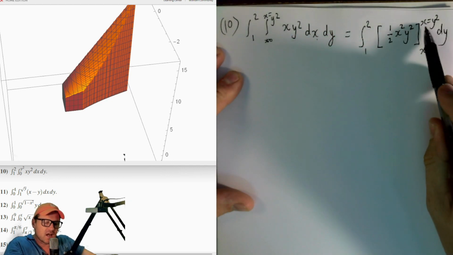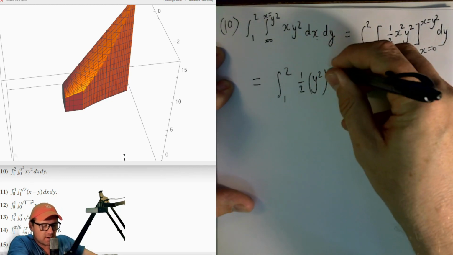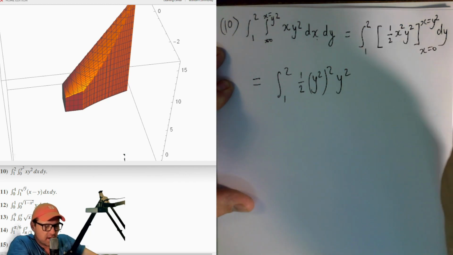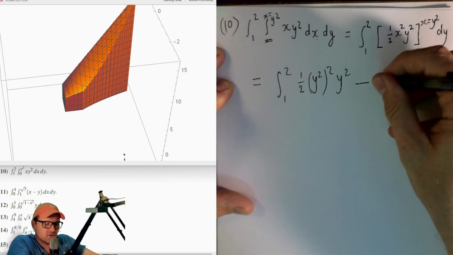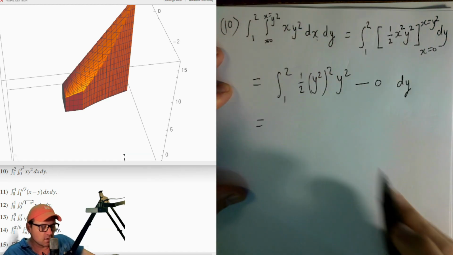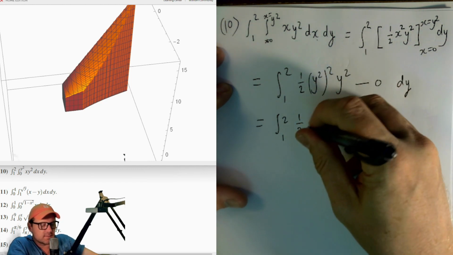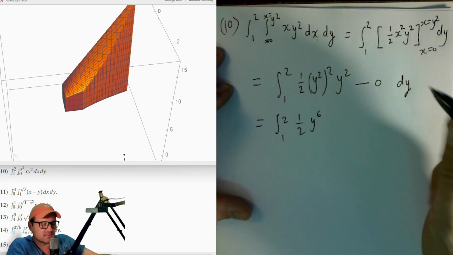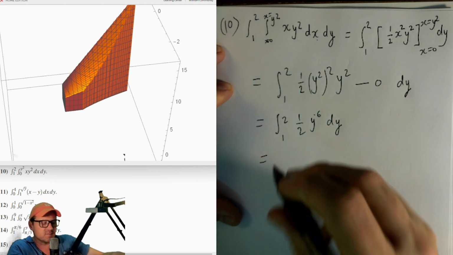Okay, so we're going to sub in, replacing x with y squared there. So half y squared squared, and then y squared, and we subtract. Now we're subbing in 0, so we're just subtracting 0. We're going to integrate this with respect to y. Okay, so simplifying this, we have a half y to the 4th times y squared, which is y to the power of 6. And so we get 6 plus 1 is 7, so we're dividing this by 7.